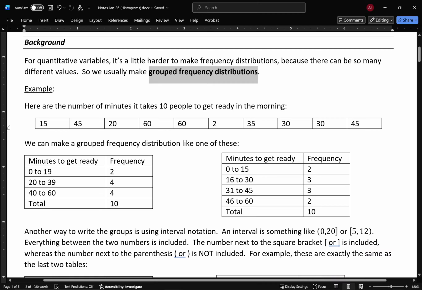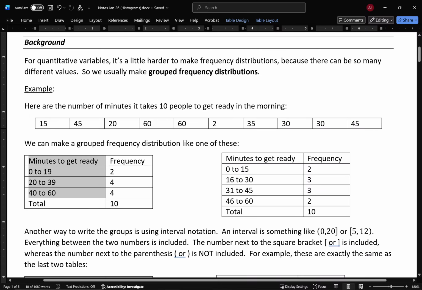So let's look at a small example here. On our class survey data, one of the questions was how long it takes for you to get ready in the morning between waking up and leaving the house. So here are 10 randomly selected answers from that question. So these are in minutes. And what we can do is, well, if we wanted to just make a frequency distribution showing every different answer, it would be really boring. It wouldn't be much more useful than just looking at these 10 numbers. But what we can do that's easier to understand is a grouped frequency distribution.